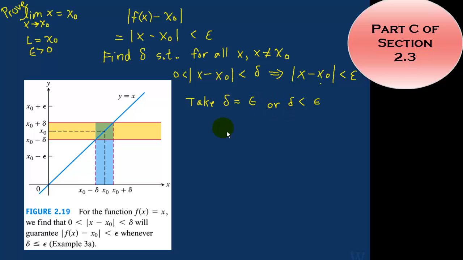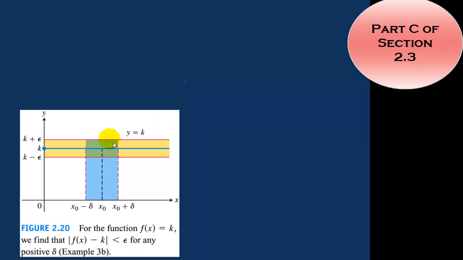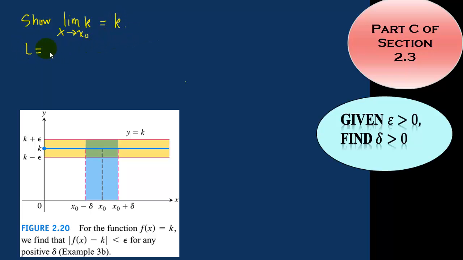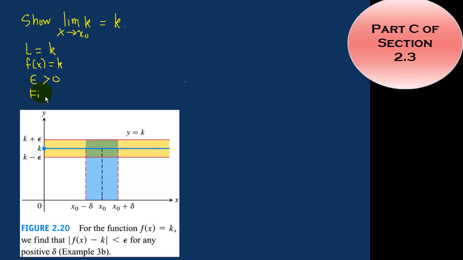Now, let's look at another function. What is this function? It's our constant function. So what we want to do is show that the limit of f of x, which is k, as x approaches, say, any number, let's say x of 0, is equal to, what is the limit of a constant? It's just equal to the constant. So L is k, f of x is k, and epsilon is positive. Find delta.